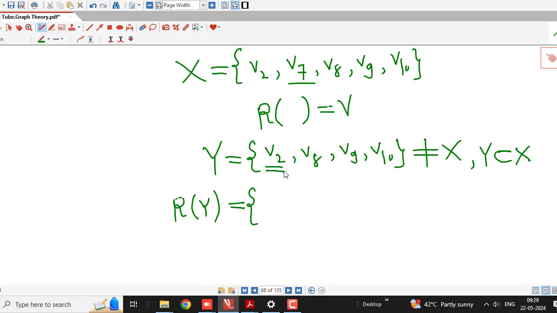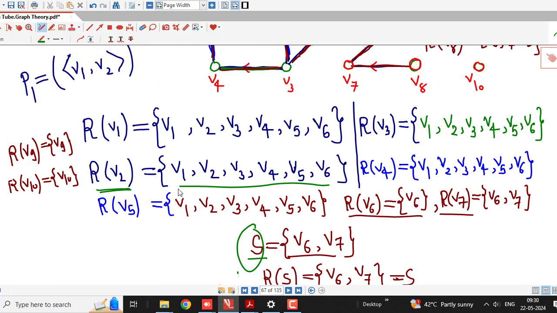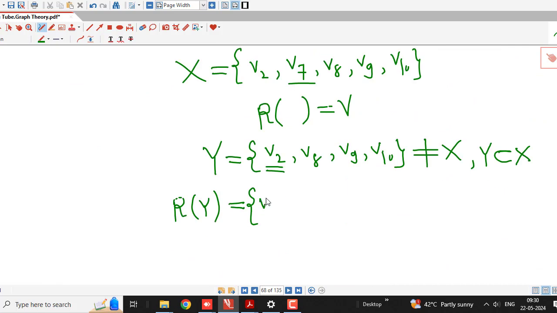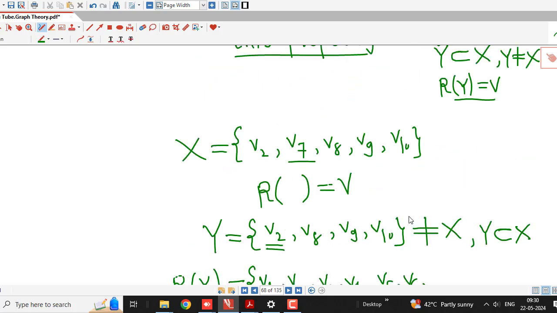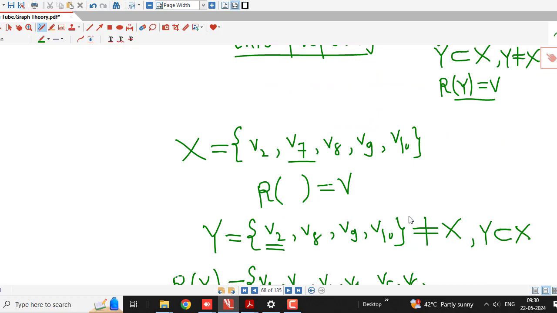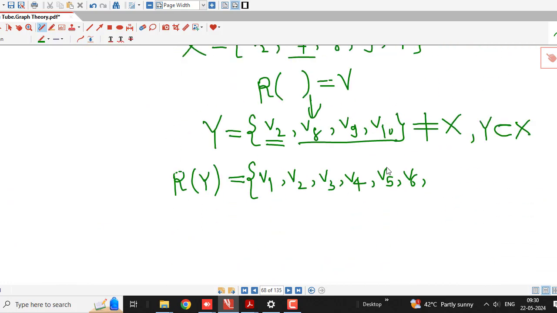So we start with V2. We have to write all those vertices which are reachable from V2, that we can directly write from this vertices. V1 to V6 are reachable from V2. So I am writing them here: V1, V2, V3, V4, V5 and V6. Now I have to check for V7 whether V7 is reachable from any vertex of this set. So here we have V8 and it is obvious that V7 is reachable from V8. So I will write V7 also.